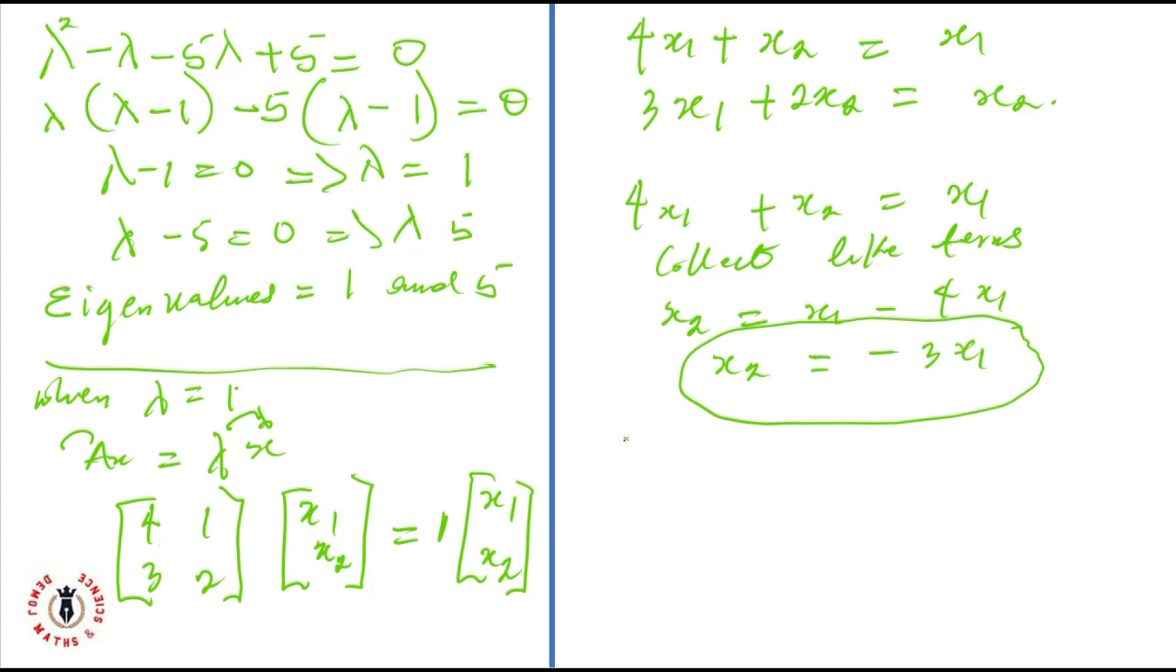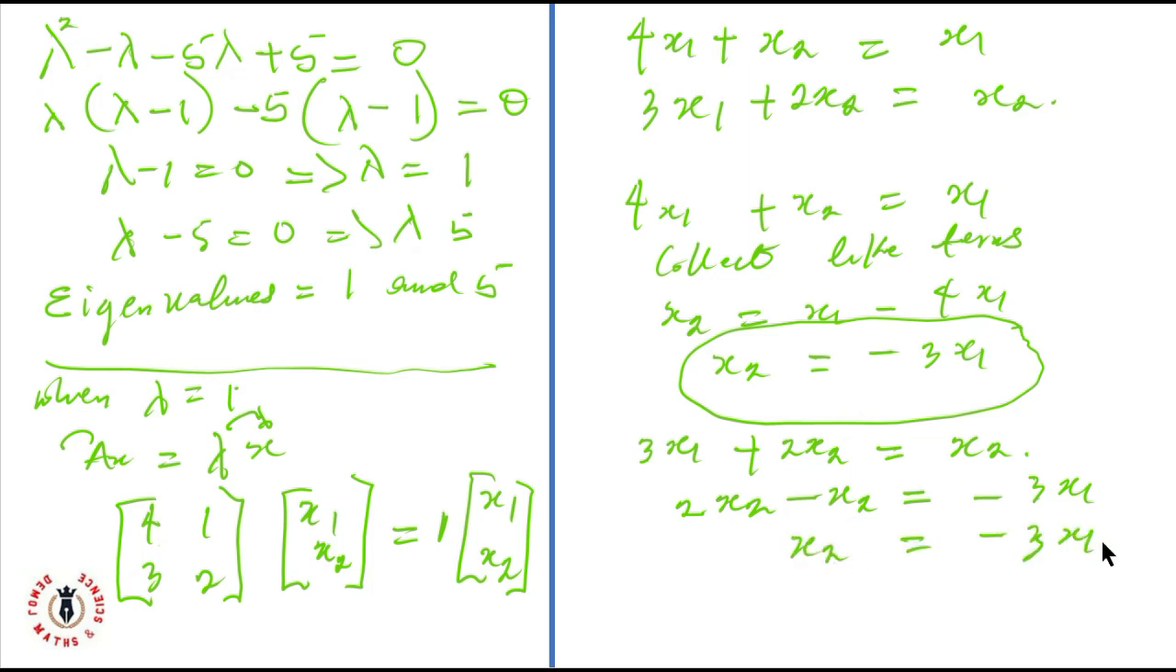If you had used equation 2, let's use equation 2. Look at this. This is 3x1 plus 2x2 equal to x2. Now, I want to collect like terms. I'll bring x2 here, so 2x2 minus x2 is equal to minus 3x1. That's x2 equal to minus 3x1. Obviously, you see that what we have deduced again is the same thing.